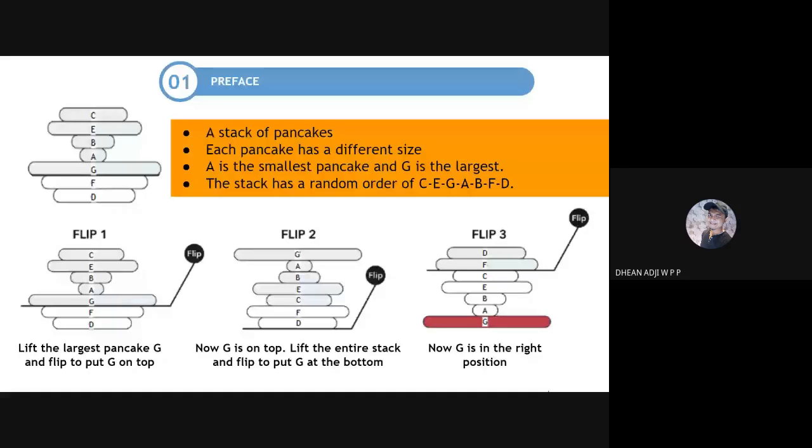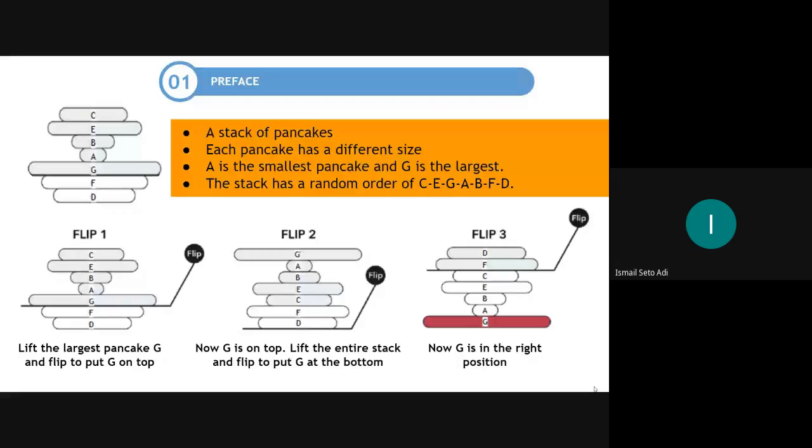Our next slide will be discussed further by Seto. All right, thank you, Dean. So to better illustrate the pancake sorting algorithm, we're going to solve a sample problem in which there is a stack of pancakes where each pancake has a different size, and each size is represented by an alphabet letter, where A is the smallest pancake and G is the largest. The stack has a random order of C, E, B, A, G, F, D, and we will do several flips to make it the correct order of A, B, C, D, E, F, G.